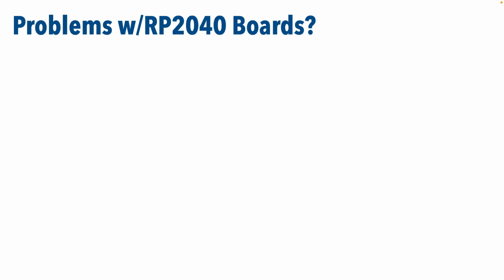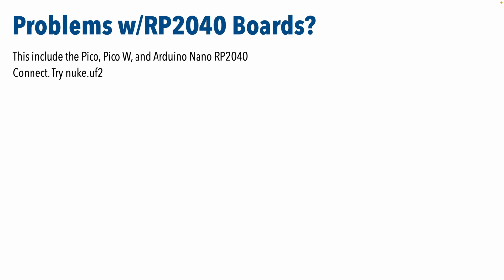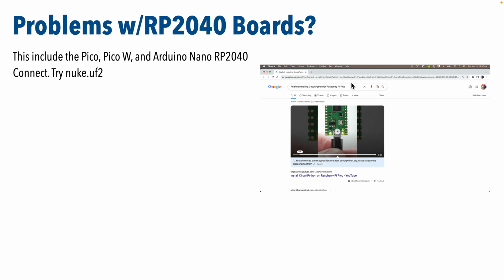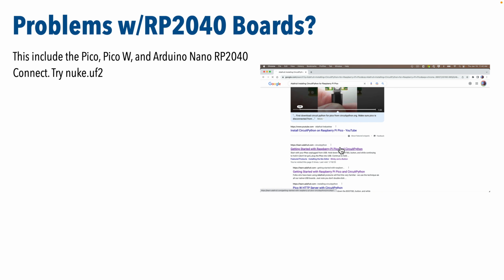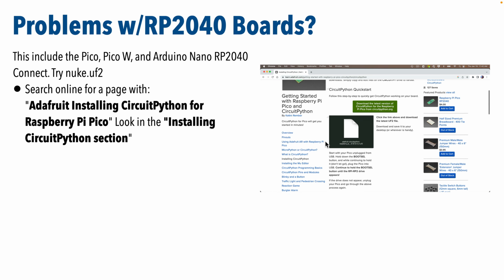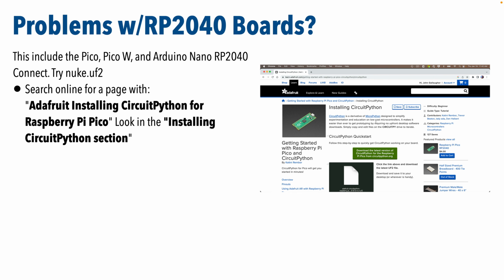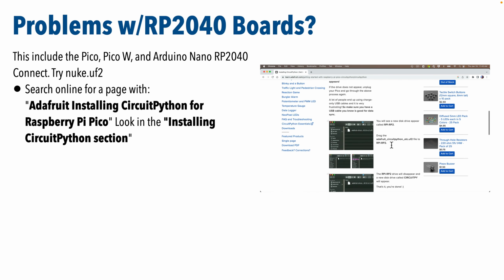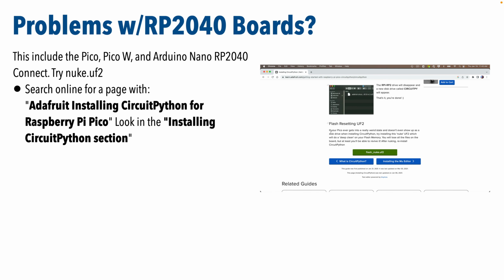Now, for those using the Raspberry Pi Pico W board, or any other boards that use the RP2040 chip like the Arduino Nano RP2040, the Adafruit Installing CircuitPython page for the Raspberry Pi Pico has some additional advice. So you can search for this page, find this section on the left-hand side that says Installing CircuitPython, and then scroll down here, and it says if your Pico ever gets in a really weird state and doesn't even show up as a disk drive when installing CircuitPython, try installing the nuke UF2 file, which will do a deep clean. It'll also wipe out any files that are on this board, but it can be an extreme way to try to fix things if nothing else will work.